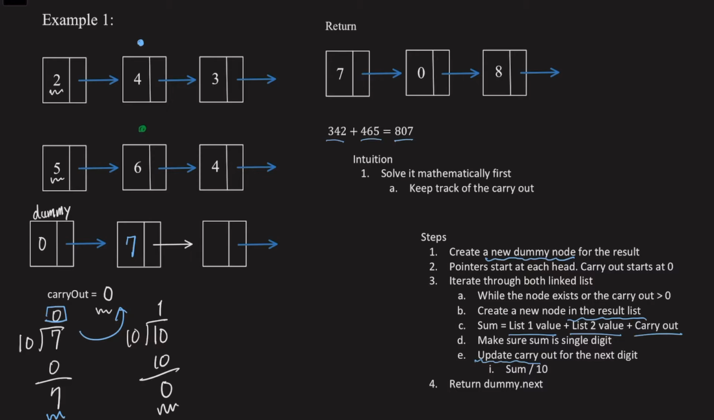We're going to add the remainder to the new node. And we're going to update the carry out with this number. So this becomes 1.